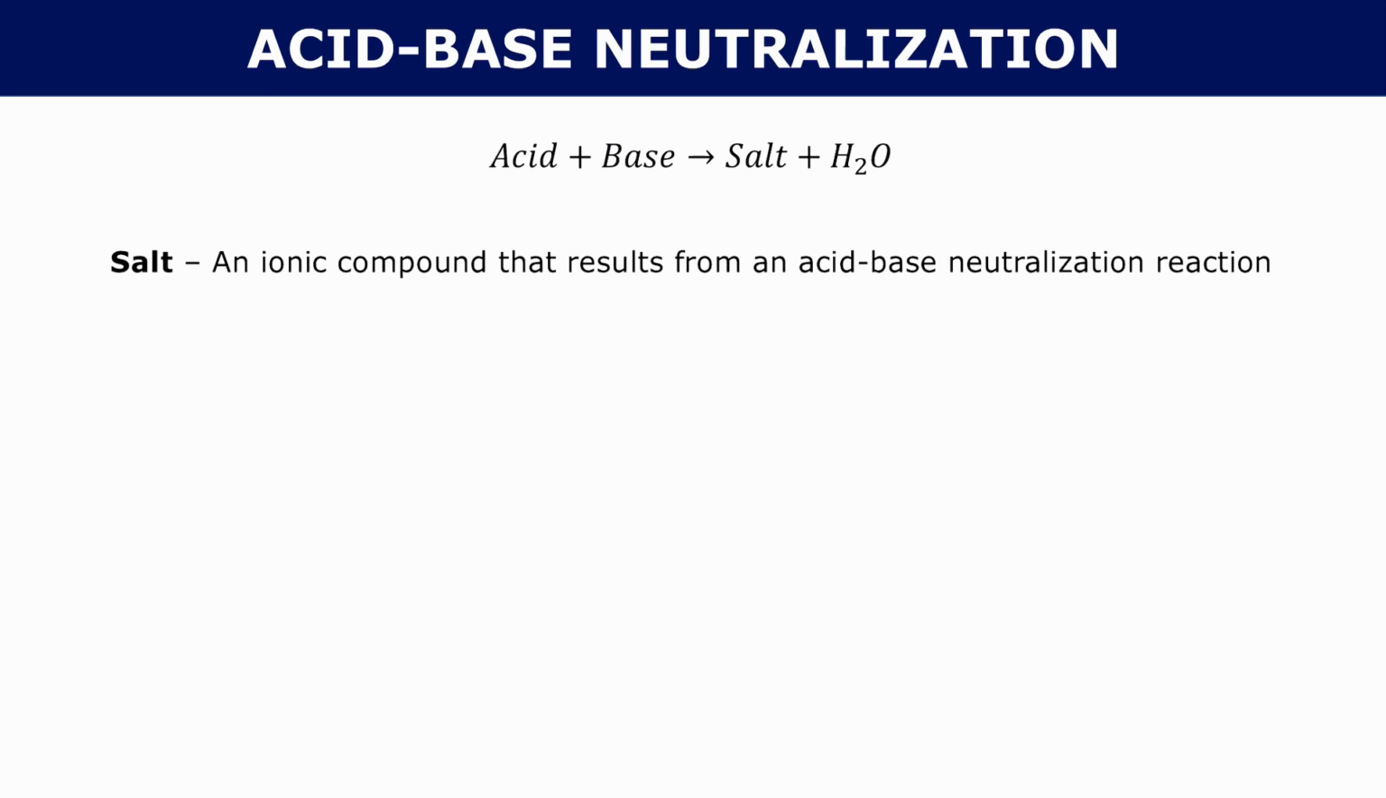To see an example, let's look at what happens when hydrochloric acid and sodium hydroxide combine. A lot of acid-base neutralization reactions are double displacement reactions, and this is one of them. The hydrogen pairs up with the hydroxide to form H2O, and the sodium pairs up with the chloride to form NaCl, sodium chloride. In this case, the salt we produced was NaCl, which is table salt. So this is one of the ways you can produce table salt.